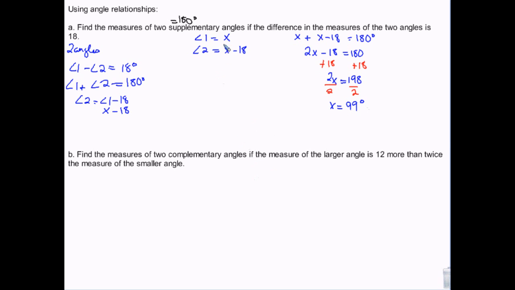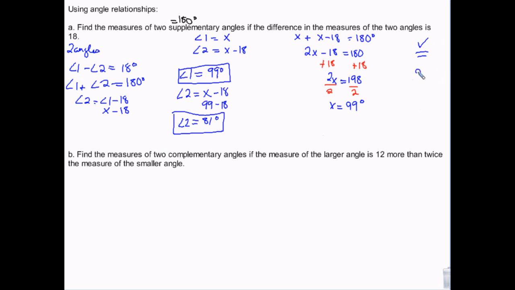That's the first angle. That's angle 1. Angle 2 is x minus 18, so that's 99 minus 18. So that is 81. Now to check your work on these, the angles are supplementary. That means they have to add up to 180. So to check it, I do 99 plus 81. As long as it added up to 180, you have the two angles.